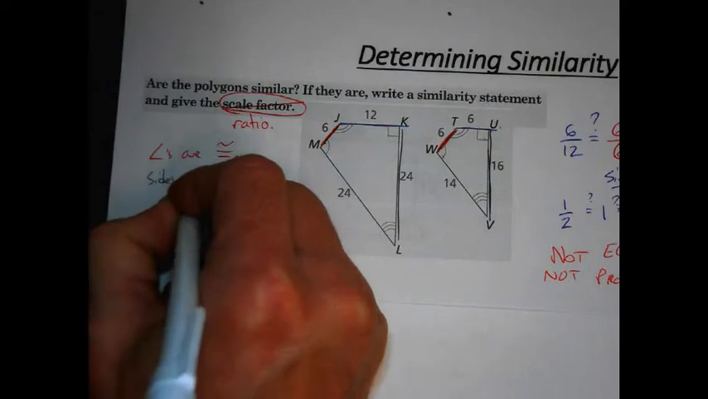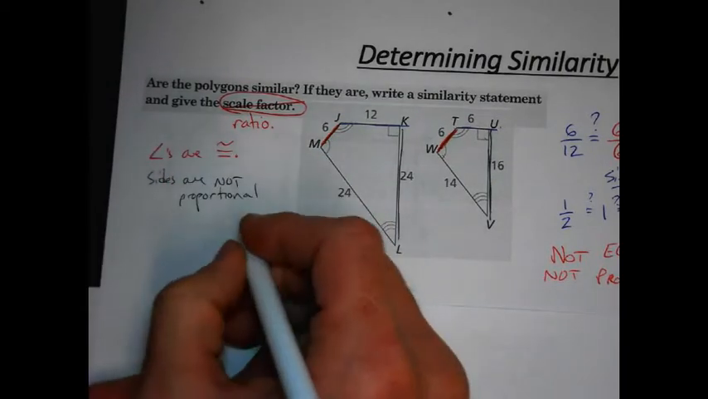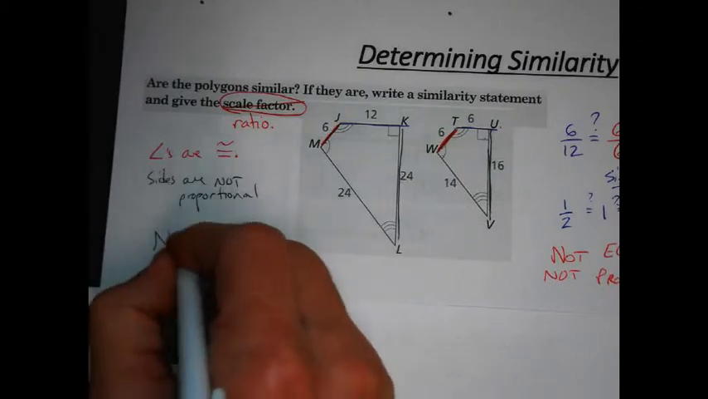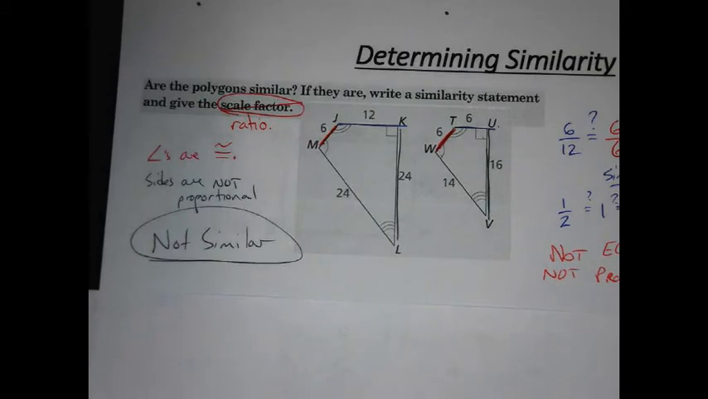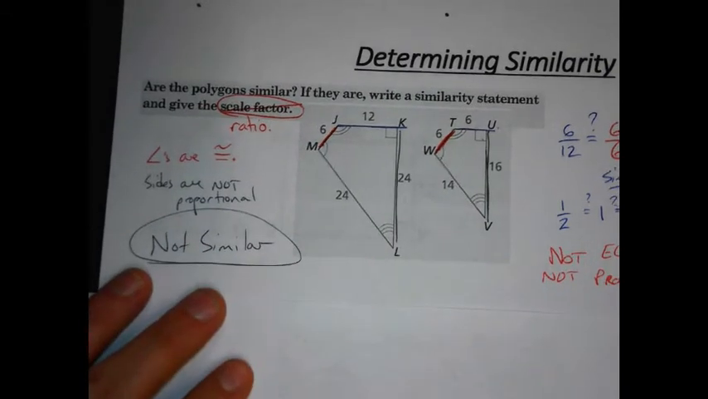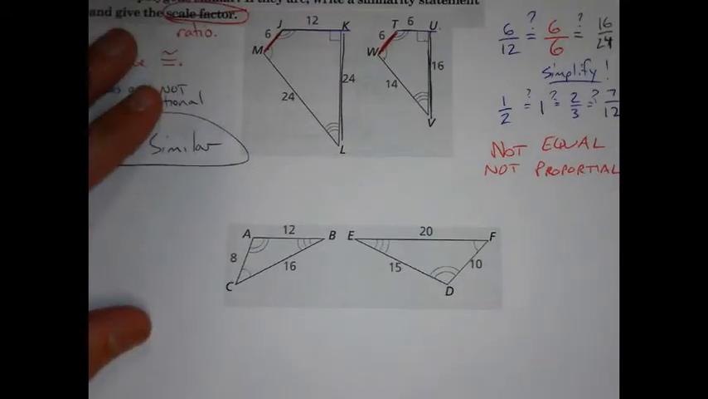So guess what we do not have? We do not have similar figures. So no, not similar. Okay, so these are not similar. Ta-da! So that's how we can determine similarity. So what about this? What if I gave you another example?